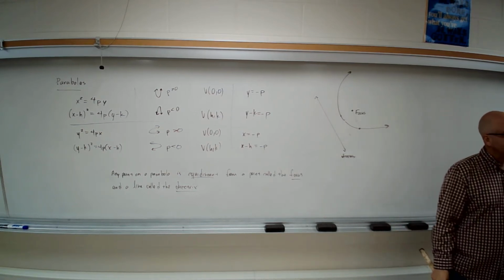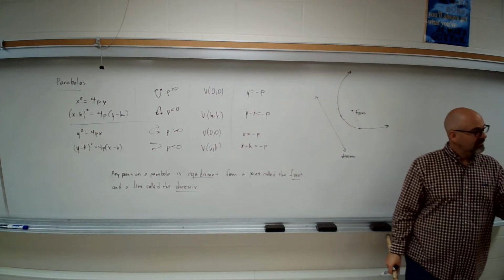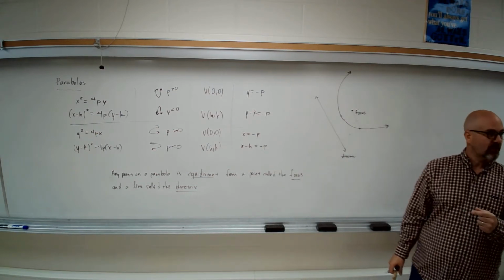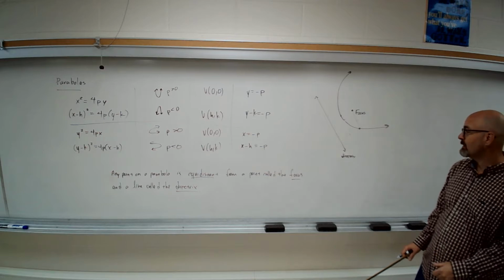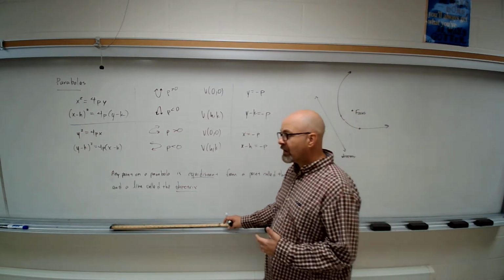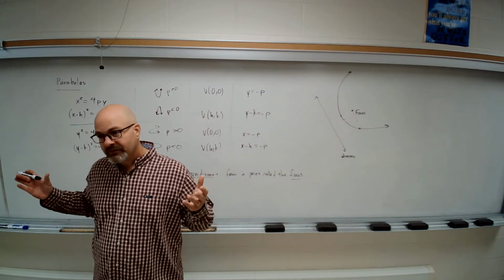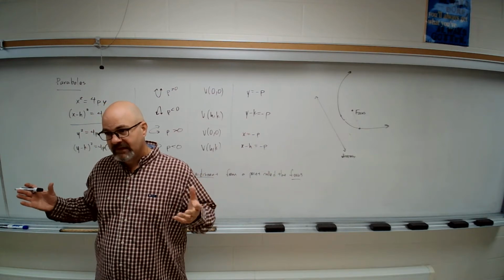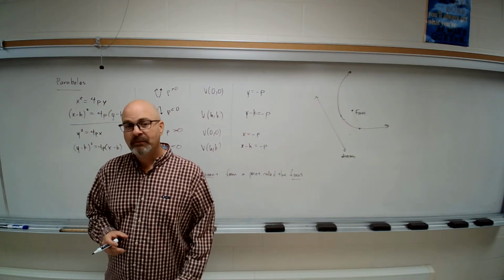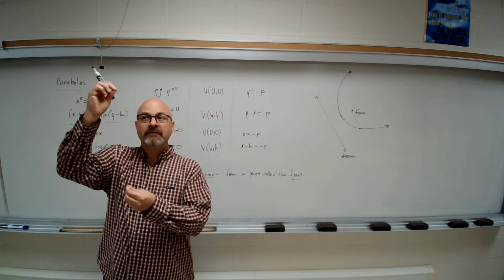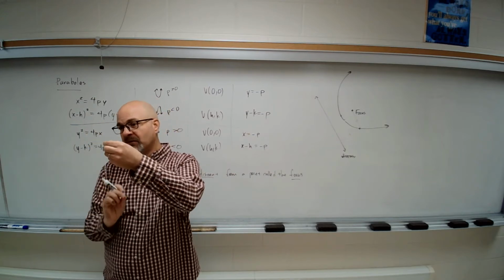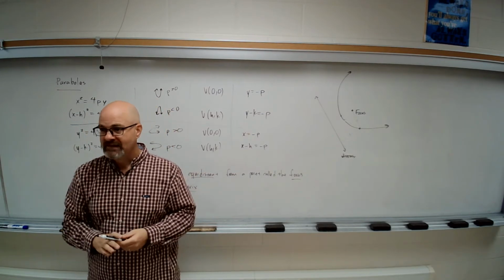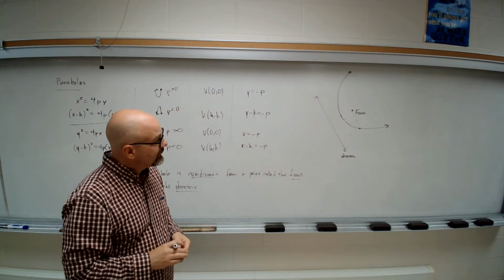It's the set of points equidistant to a point and a line. The point is called the focus. The directrix is the line. The parabola always opens around the focus, right, and away from the directrix. So if it opens up, the focus will be above the vertex. If it opens down, the focus will be below the vertex. Right or left, same thing.